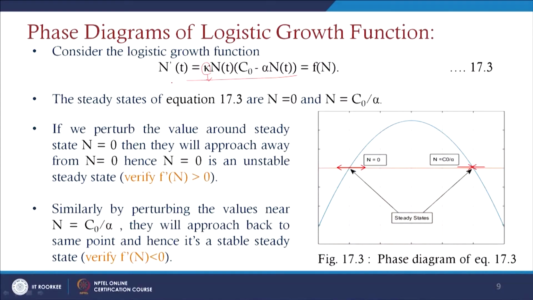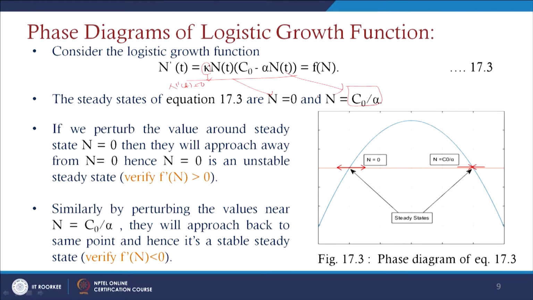Then the steady states for this equation can be represented in the form of N dash t equals 0. So, steady state means especially that the first order derivative equals 0, we are considering. If you consider N dash t equals 0 here, then we can consider either N equals 0 or N can be taken as c0 by alpha from this equation.